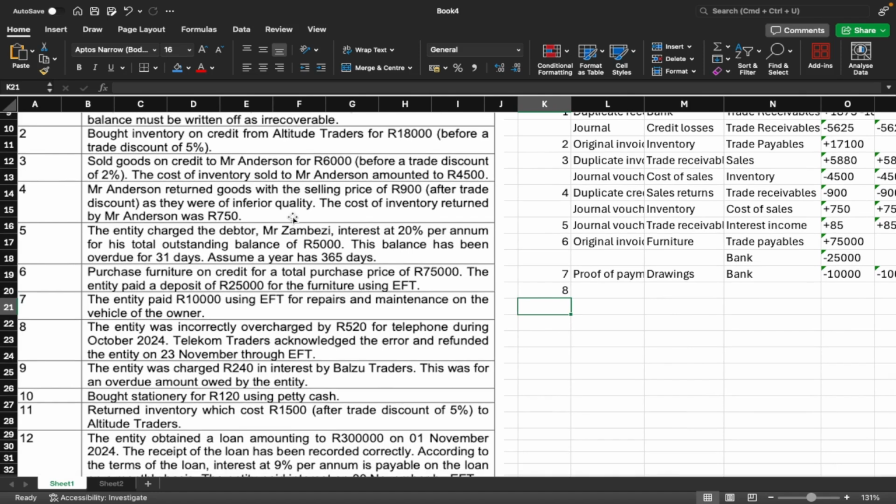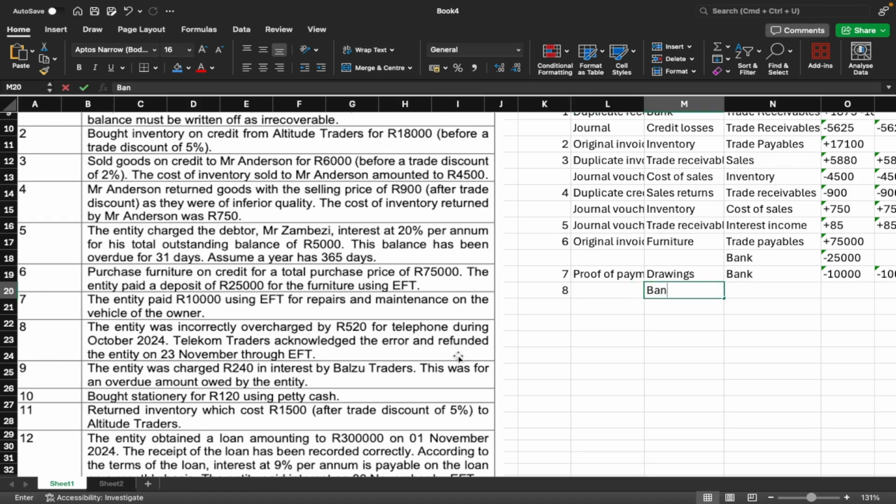So what are we going to do? Well, we're going to reverse it by debiting first of all bank, because you can see here the supplier who's supplying us with the telephone services, telecom traders, acknowledged the error and refunded the entity on the 23rd of November. So we're definitely going to debit bank here because money came in, 520 rand, and we're going to credit telephone, because remember our telephone was initially debited as an expense, but now we see that it was an overcharge. We need to credit that overcharge by reducing the expense account, in this case telephone. So with debit bank, we credit telephone.